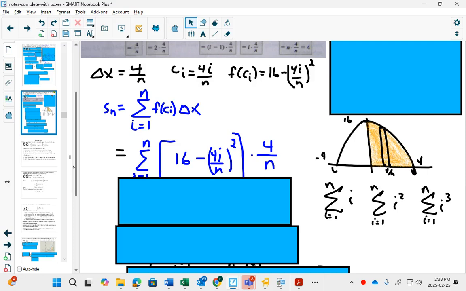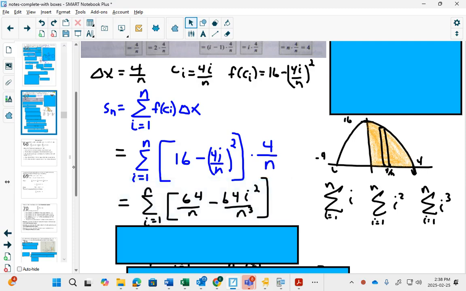So what can we do? Well, I could distribute this 4 over n. That'll give me 64 over n. And if I square the 4 to get 16 and multiply by another 4, I'll get negative 64 i squared over n cubed. At this moment, I'm thinking this one. I see an i squared.